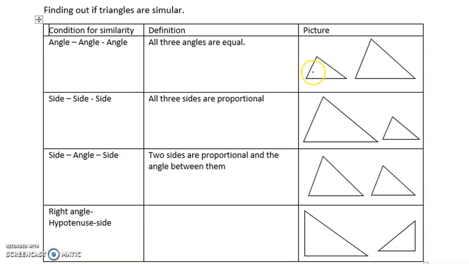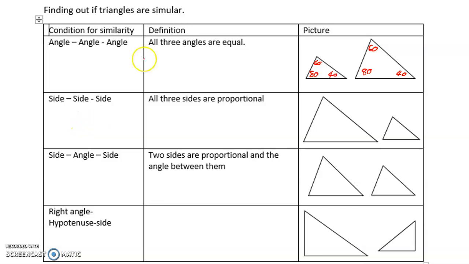So if this angle here was 80 degrees, in a similar triangle, even if the shape is bigger, that angle will still be 80. If this in here was 40, this angle here will also be 40, and then as all 3 angles in a triangle add up to 180, this will have to be 60, and that will have to be 60. That fits the condition of angle, angle, angle.